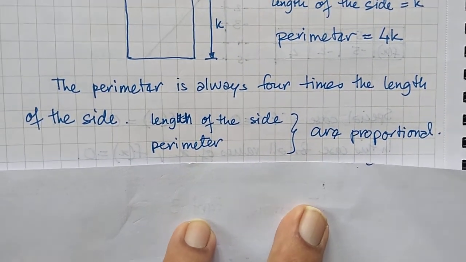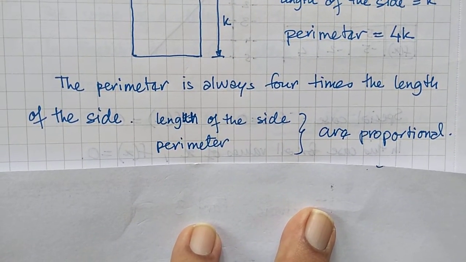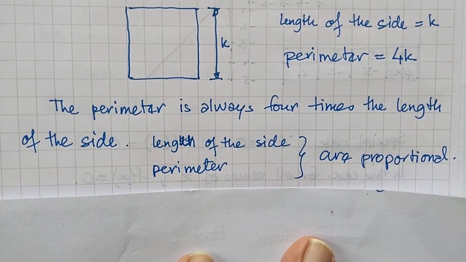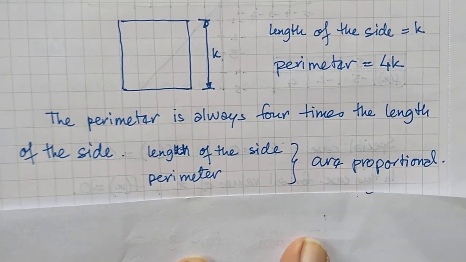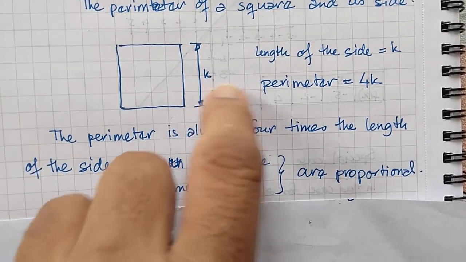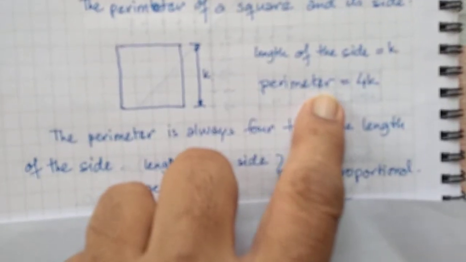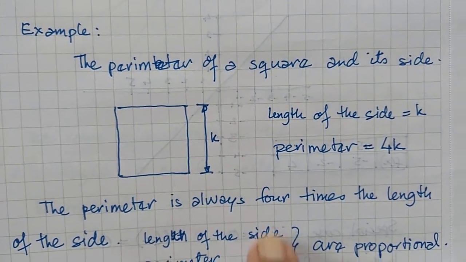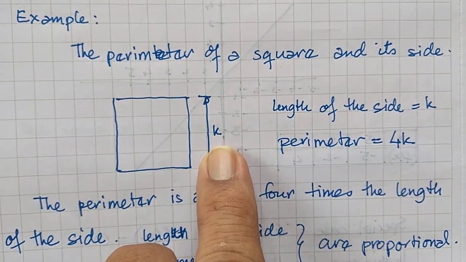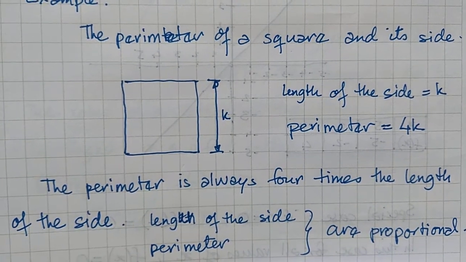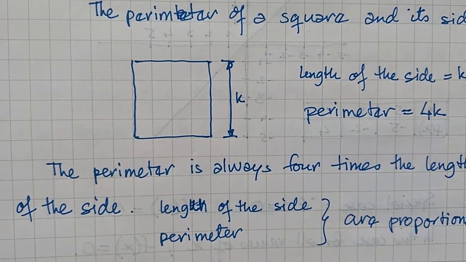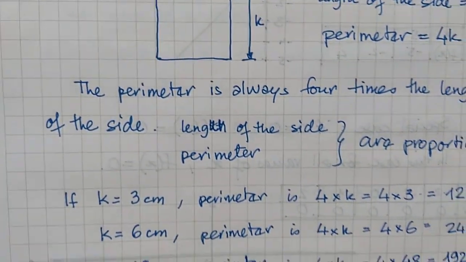If one becomes half, the other will become half. If one becomes double, the other will become double. It doesn't have to be that k becomes double so the perimeter becomes double. It can also be that if the perimeter becomes double, then k will also become double. It can go in the opposite direction also, but the proportionality is always maintained. So here I give some examples.